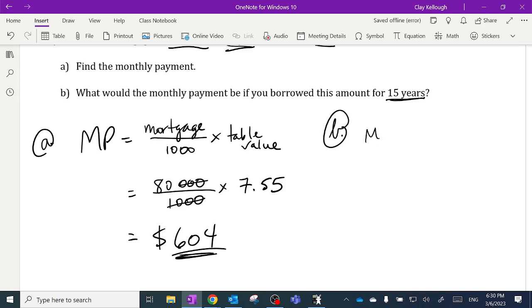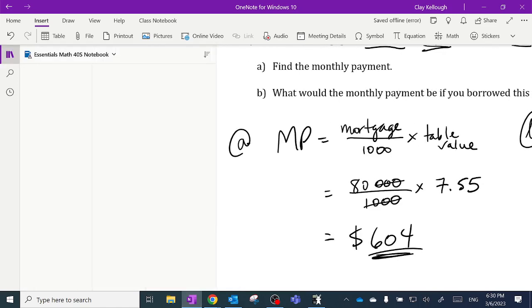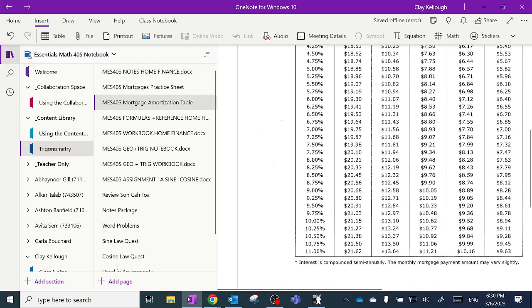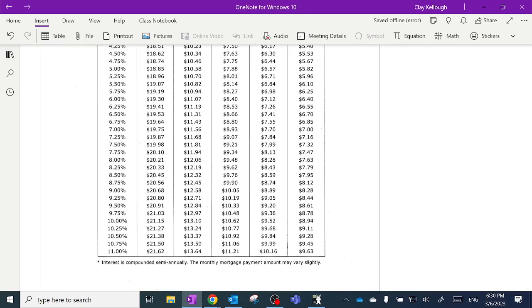So it would be, again, MP, and this time I won't bother with the formula. We know we're using this. It's $80,000 divided by 1,000. And this time I have to look up a new table value. So let's go back to the table. I'm in that same 6.75% column, but instead of 20 years, it's 5, 10, 15. There it is. It's 8.80. So $8.80. Remember, this means I'm paying $8.80 for every $1,000 I am borrowing from the bank to pay this mortgage. That's the way I think about it.